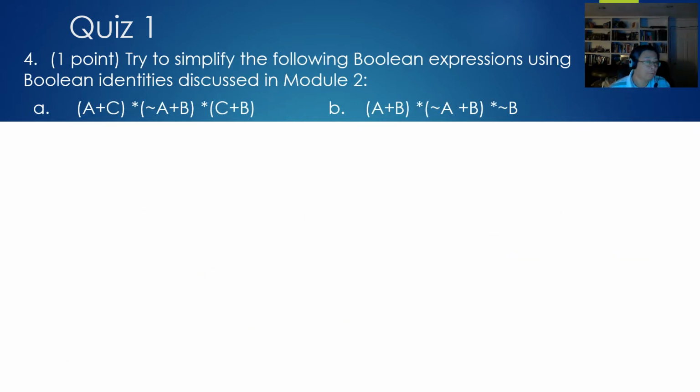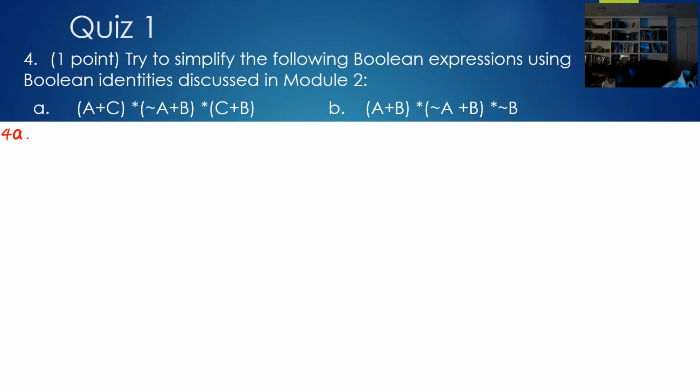Now here's question 4. We try to simplify the following Boolean expressions using Boolean identities discussed in Module 2. Let's take a look at 4a. Okay, so now this problem is not an easy problem. I have to say that. But we can do something with it, right?